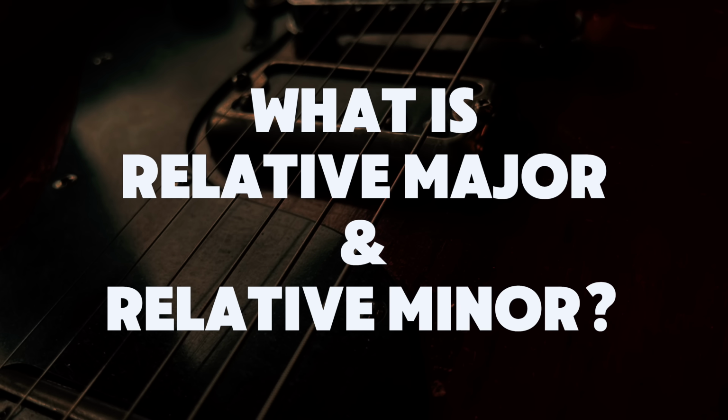What is relative major and relative minor? Every major key has a relative minor, and every minor key has a relative major. They share the same notes and the same chords, but they have a different tonal center, which is a fancy way of saying that they have a different main chord or home base. And here's why you should care. Once you know this, you can flip any key on its head and suddenly have twice as many options without learning anything new.